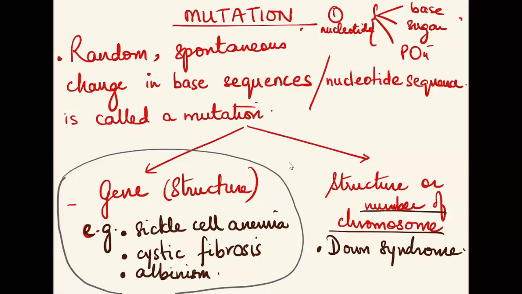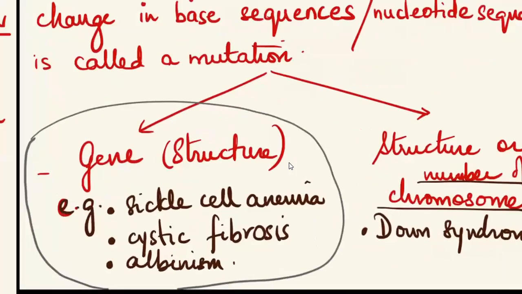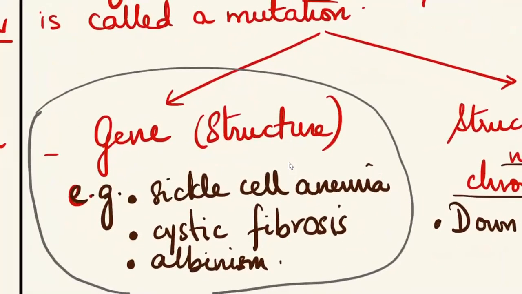So from a practical point of view, if we just compare this definition with the definition that you did in O levels or IGCSE. In O levels, it was a change in the gene structure, right? Or a change in the chromosome structure or the chromosome number. As I told you last time, we are not concerned with the chromosome structure or the chromosome number as far as your AS syllabus is concerned. We are more worried about the gene structure.